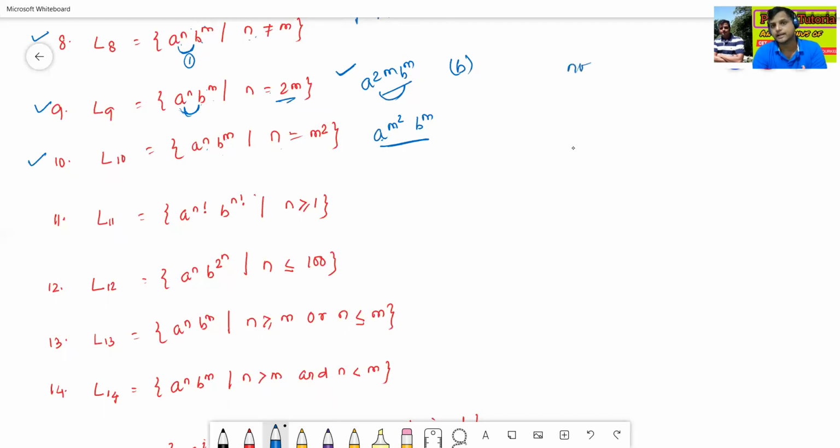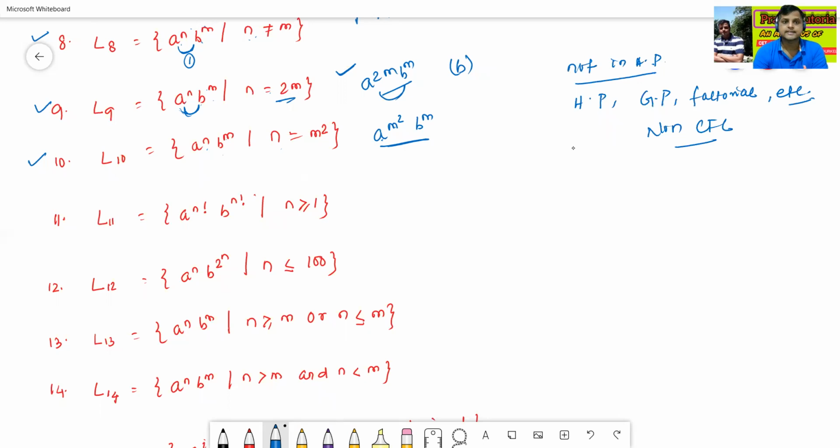If it is not in arithmetic progression, then it is either harmonic progression, or geometric progression, or factorial, etc. It is called non-CFL. Since it is in geometric progression, it is non-CFL.